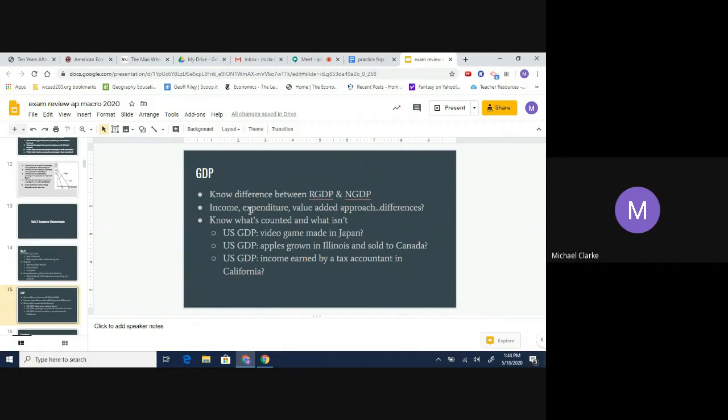Okay? Know what's counted and what isn't. I touched on that before. Make sure, again, it's domestic. So a video game made in Japan would not count toward US GDP. If we made apples here in Illinois and then sold them to Canadians, it would count, because the apples were made here. That would be counted as an export. All right? And then the income that Mr. Nathan earns as a tax accountant in California counts, because that's part of the income approach.